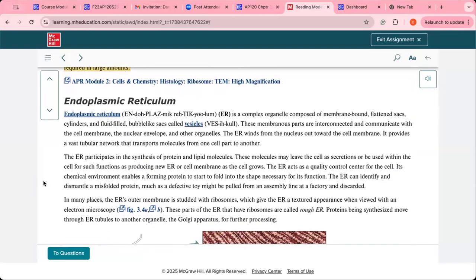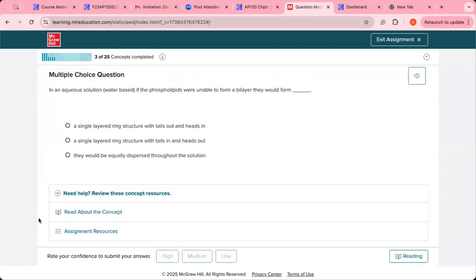Go back to the question. Maybe I can find it from the a single layered structure with tails out and heads in. Oh, I don't know. I don't remember reading that at all. Hold on. Let me look it up and see what it says.